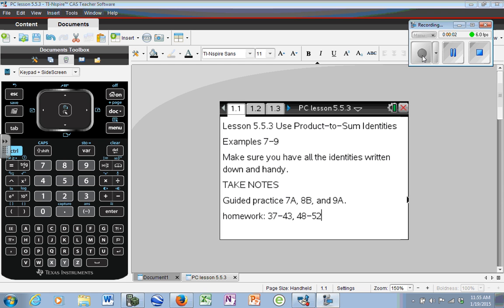Here we go. Are you ready for lesson 5.5.3, using product to sum identities? We're going to be looking in the book at pages 350, 351, examples 7 to 9.